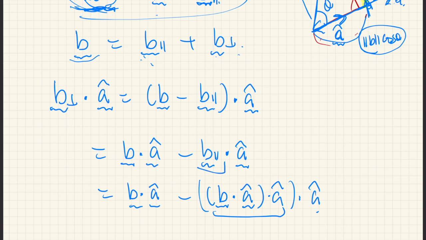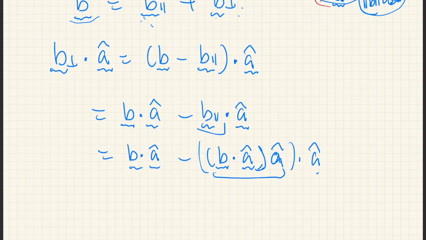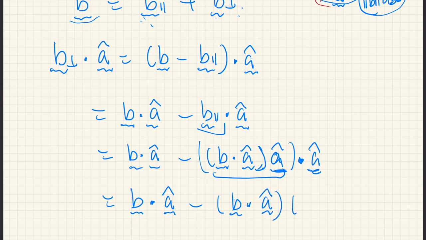Maybe I shouldn't put the hat here. So this is a vector and this is a vector, and we are taking the dot product here. We have B dot A hat, and A hat dot A hat is 1. So we have B dot A hat minus B dot A hat, which is 0. That means these two vectors, B perpendicular and A hat, are perpendicular to each other.